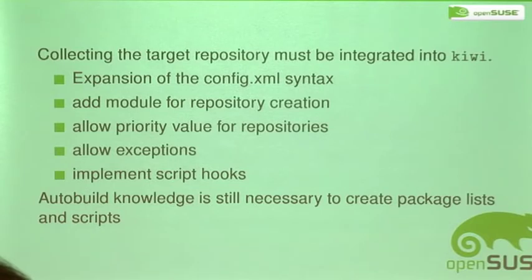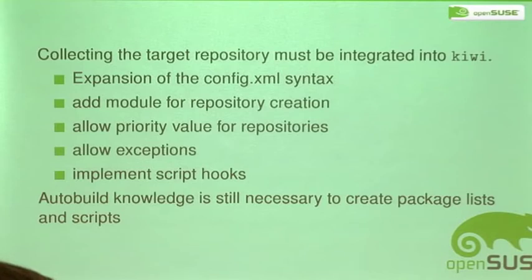A good example is if you have two architectures, 64-bit and 32-bit, and you have some 32-bit packages that you need on the 64-bit image. For instance, if you want to use Firefox with the Flash plugin. That's one of the problems where you have to install the 32-bit Firefox and the 32-bit Flash plugin, because the 64-bit Flash plugin doesn't work for some reason. And you have to be able to provide these exemptions. That's just one exception, there are some others. And we still need auto-build knowledge, but we have to find another way to put it into the imaging.